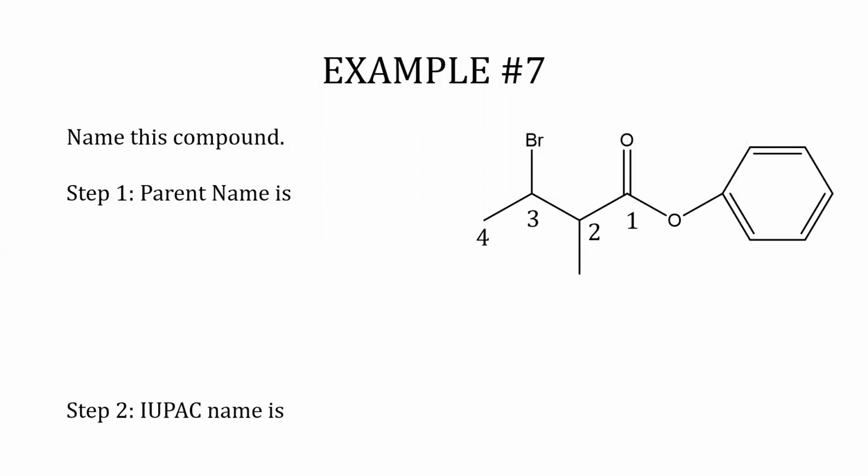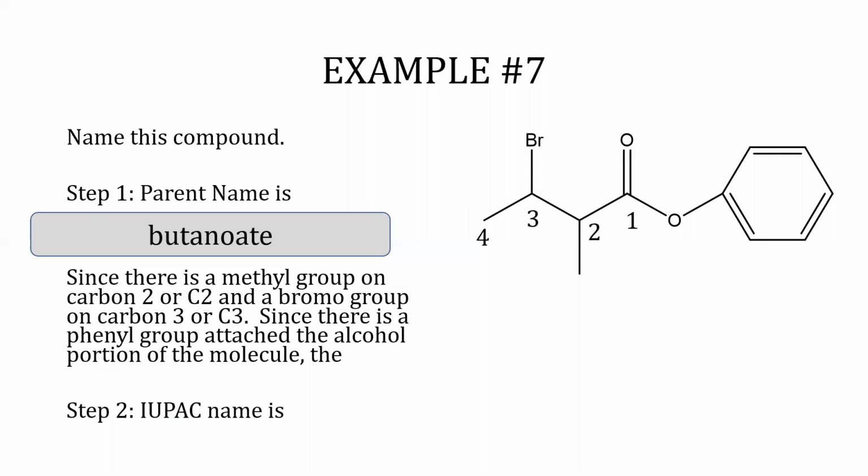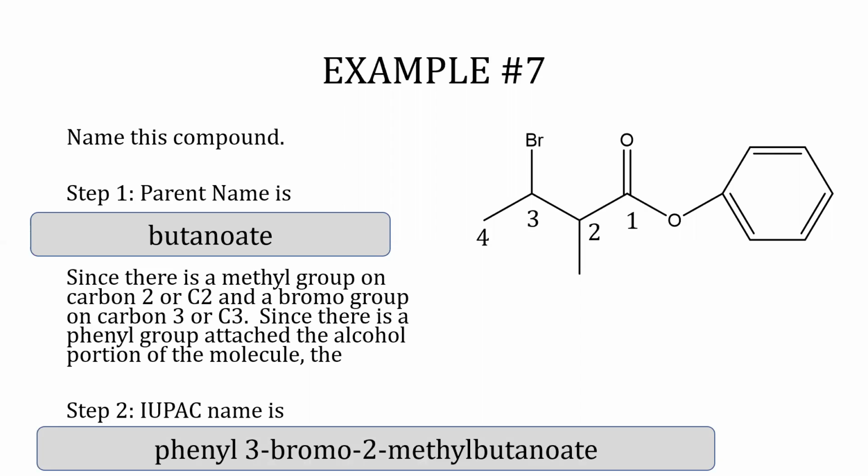Example 7's name ends with butanoate from a 4-carbon carboxylic acid. There is a methyl group on carbon 2 or C2 and a bromo group on carbon 3 or C3. Since there is a phenyl group attached to the alcohol portion of the molecule, the IUPAC name is phenyl 3-bromo-2-methylbutanoate.